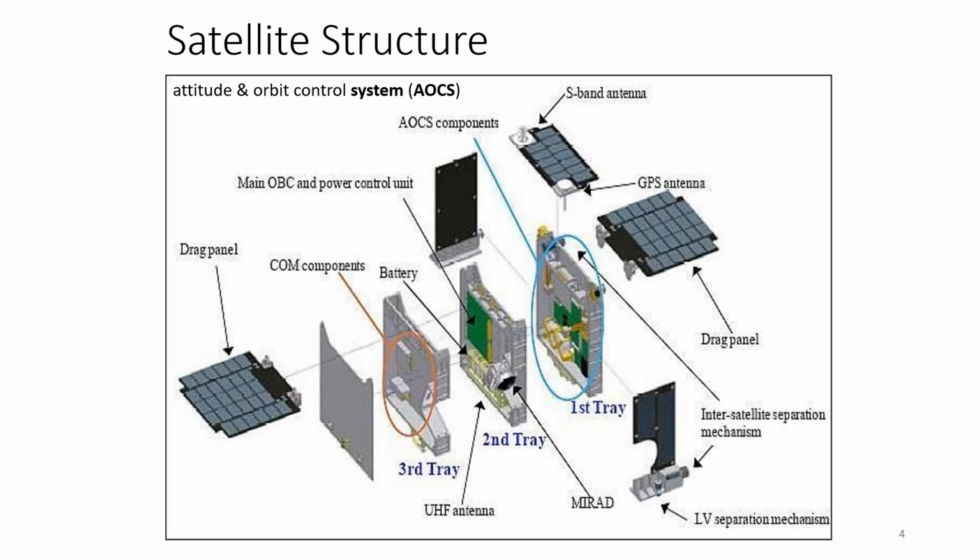This is basically your satellite structure. What are the components present inside your satellite? You have your drag panel, main OBC and power control unit, AOCS components, a GPS antenna, battery, drag panel, inter-satellite separation mechanism, and LV separation mechanism. So there are different stages and levels of components present in your satellite, which put together make it work for a particular purpose. Have a look at this diagram.